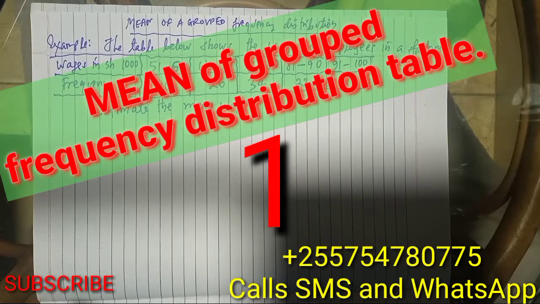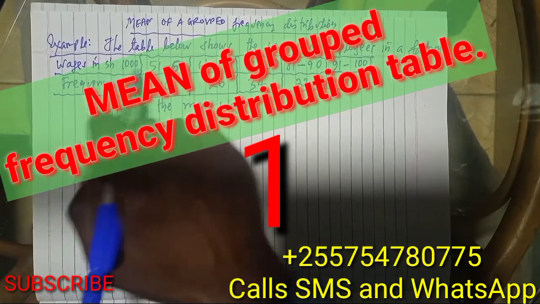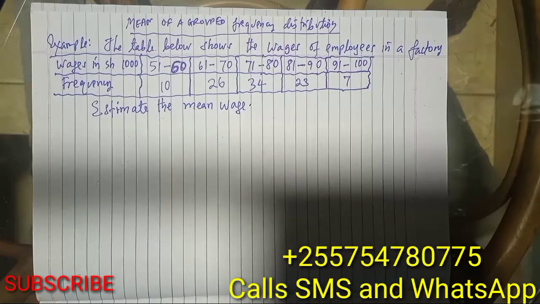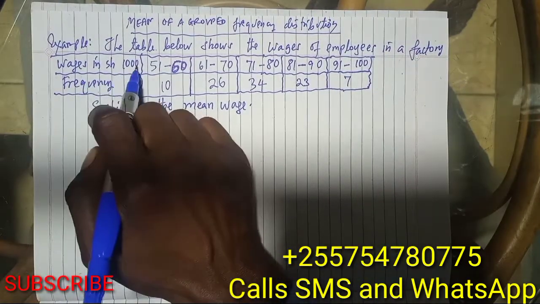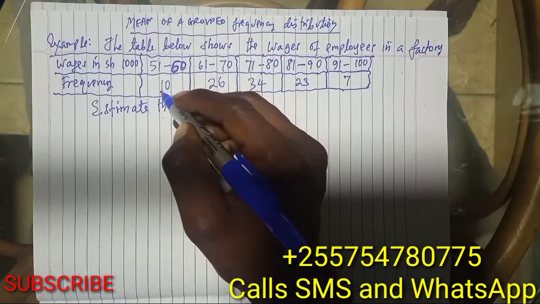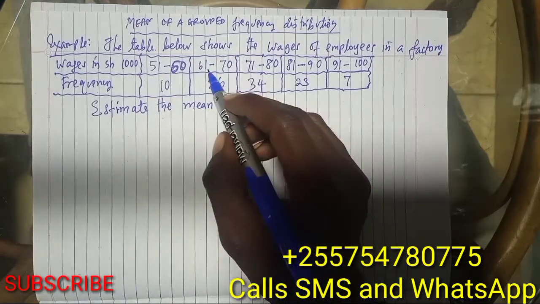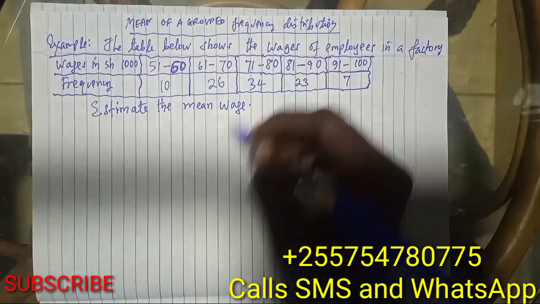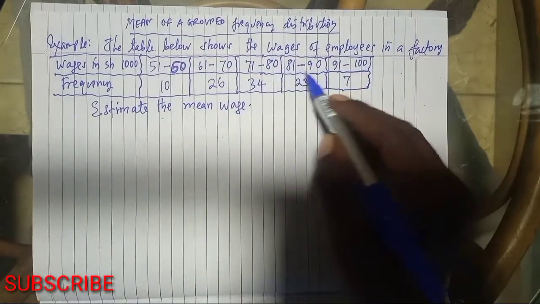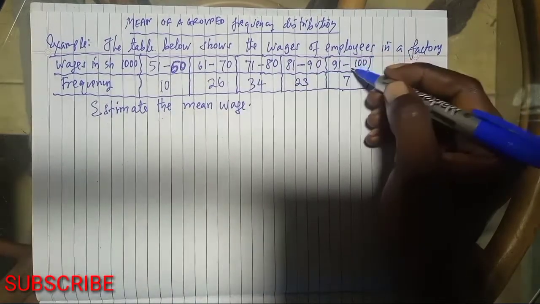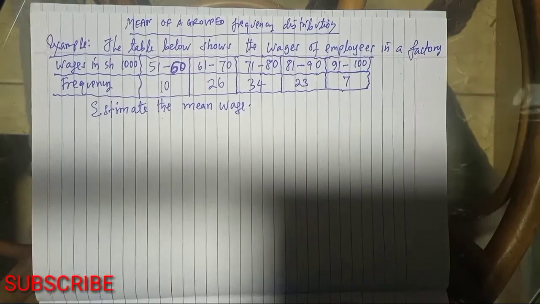A mean of a group frequency distribution table. The table below shows the wages of employees in a factory. Wages in 1,000 shillings: 51 to 60, that is 10. 61 to 70, that is 26. Now 71 up to 80, that is 34. Then 81 up to 90, that is 23. And 91 up to 100, that is 7.